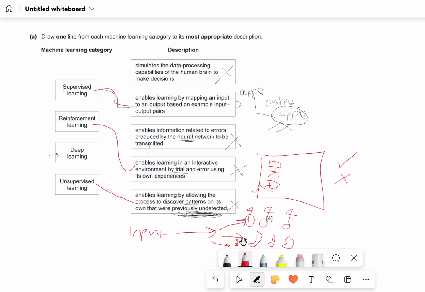Deep learning does use neural networks. For those of you doing A-level and watching this video, deep learning is all about neural networks, but it's got nothing to do with errors produced by the neural network. It's got nothing to do with that. What it does have to do is those neural networks act as a brain to make decisions.